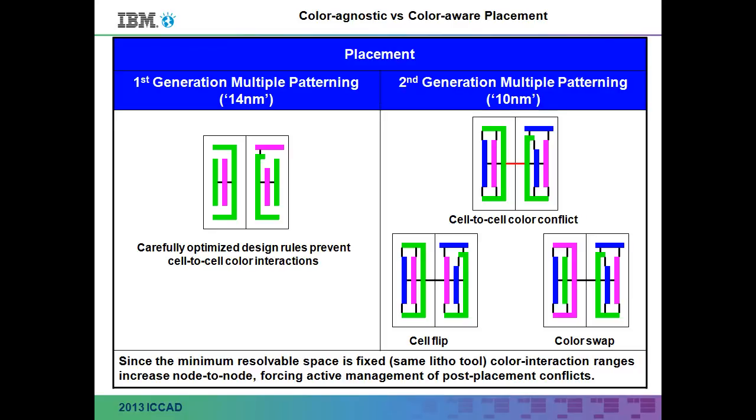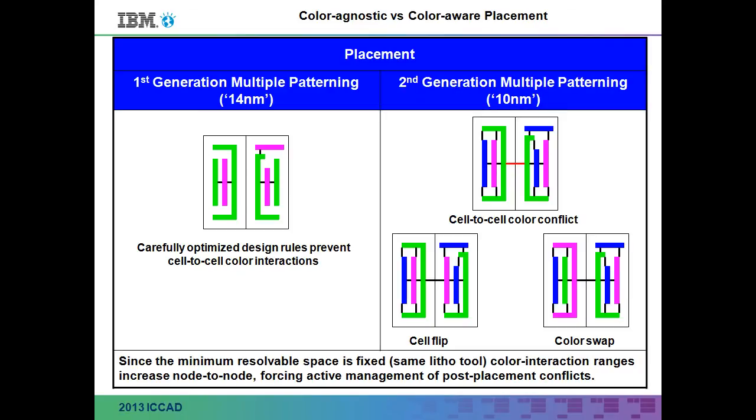So we were able to put boundary conditions in place to make sure that there is no cell-to-cell interaction. We no longer have this luxury, right? Now the interaction ranges are such, as indicated by these little connector shapes, that now there is a cell-to-cell interaction, and we have a same color space violation.